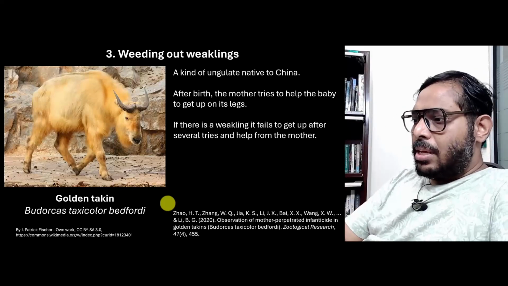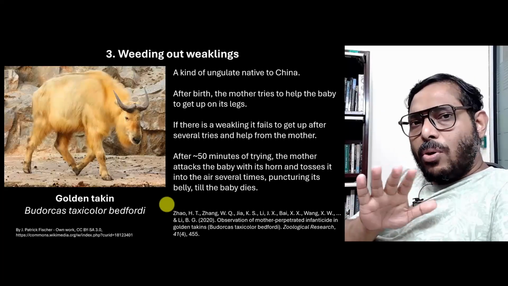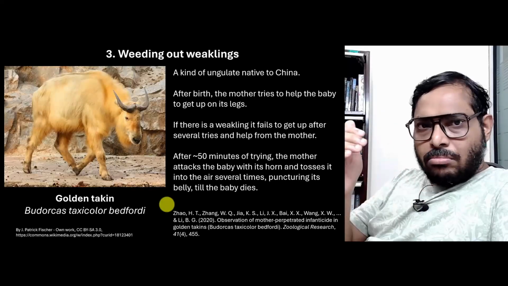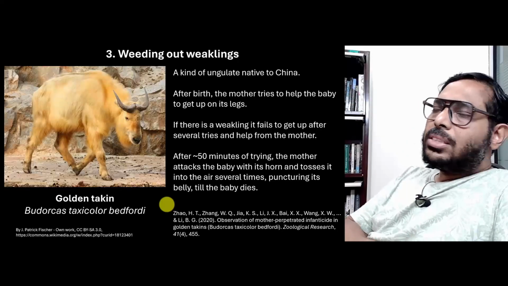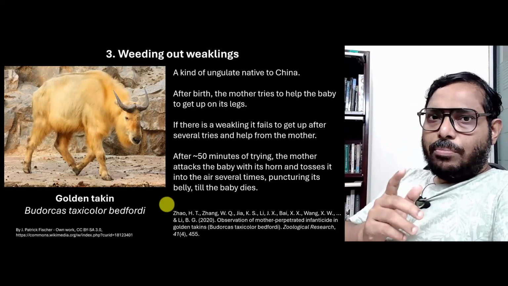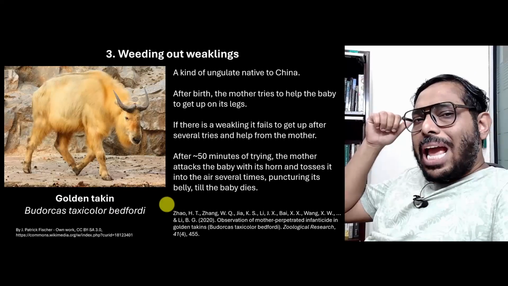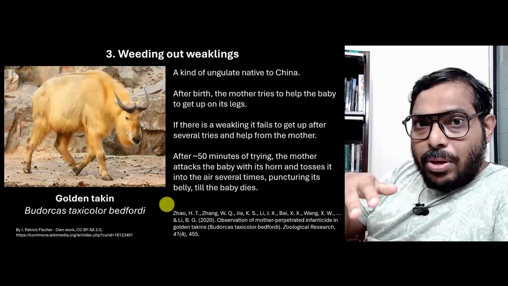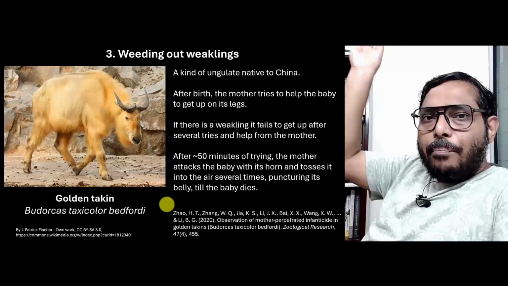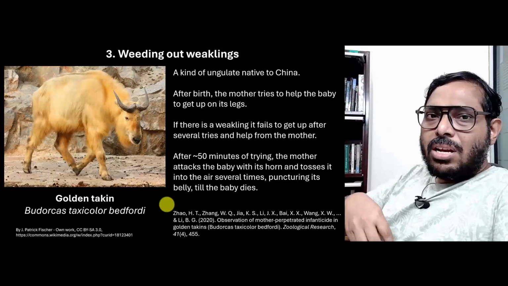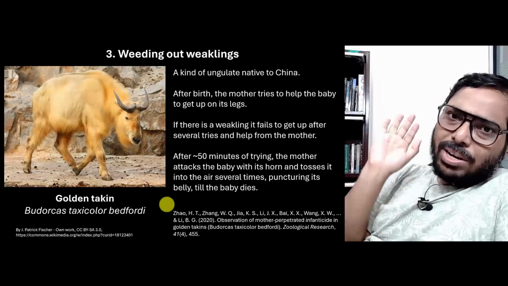When that happens, it has been seen that typically about 50 minutes or so is the limit to which the mother tries. After that, suddenly the mother changes her behavior. She no longer helps the baby; she actually goes and attacks the baby with her horns, you can see the sharp horns, and then tosses the baby up into the air several times till it punctures vital organs and basically till the baby dies.